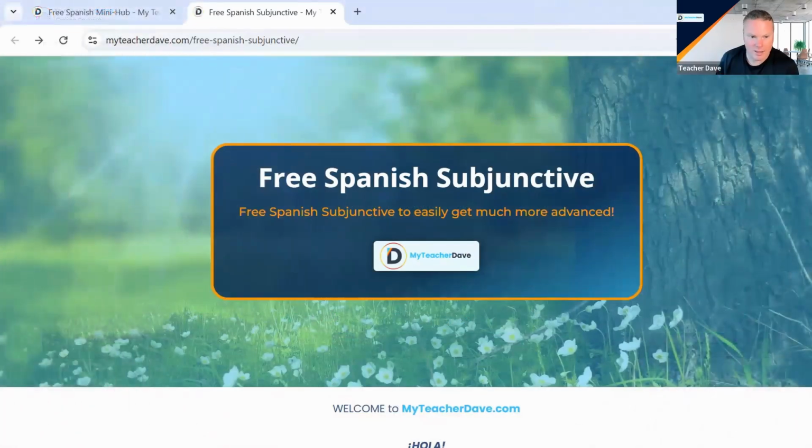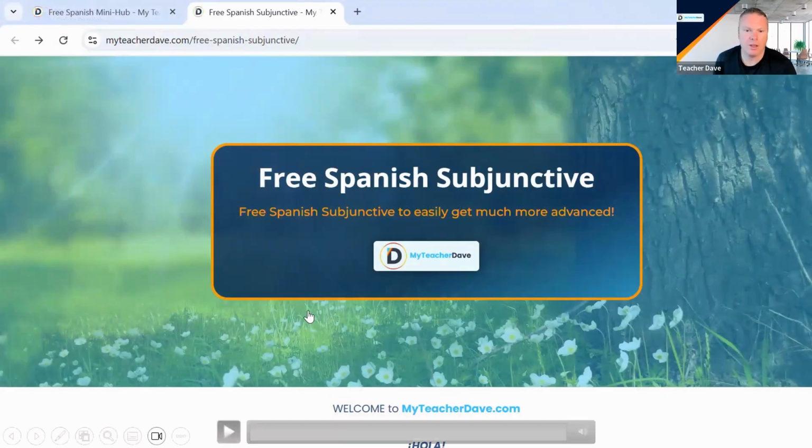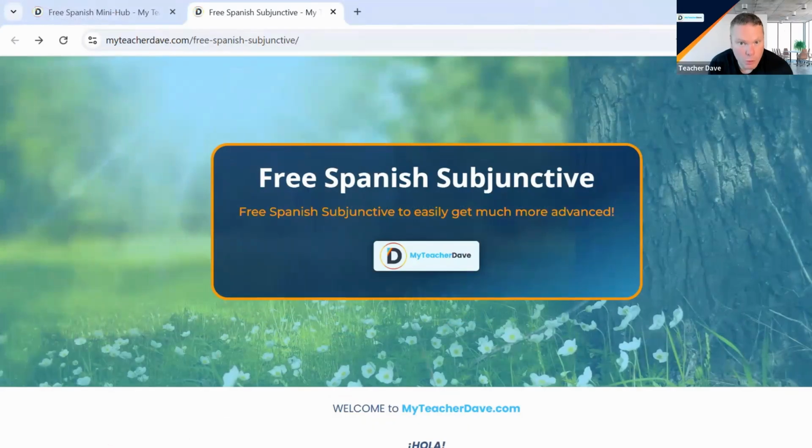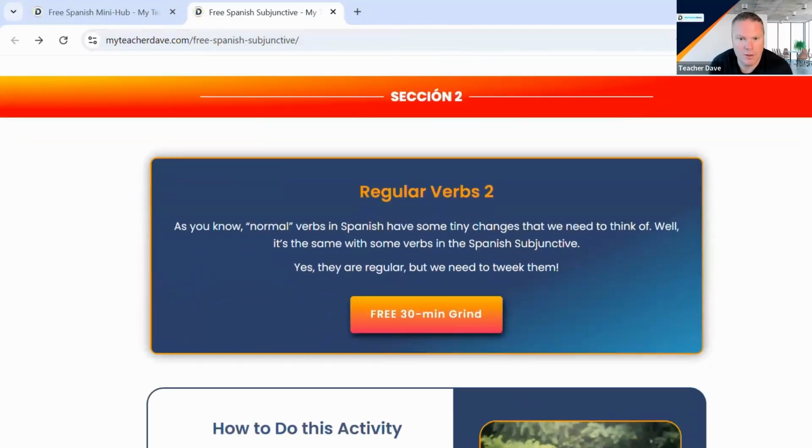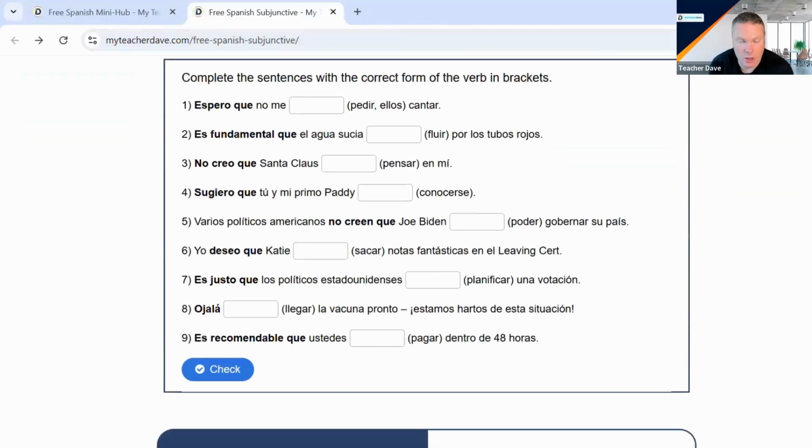So here we are, guys. This is the free Spanish subjunctive page on my website, myteacherdave.com, where you can actually go in, roll your sleeves up. You can tackle all different sections of the subjunctive. For example, regular verbs, irregular verbs, that kind of thing. But the section that we're actually interested in is section 2. So we're going to look for those verbs that we've just studied.